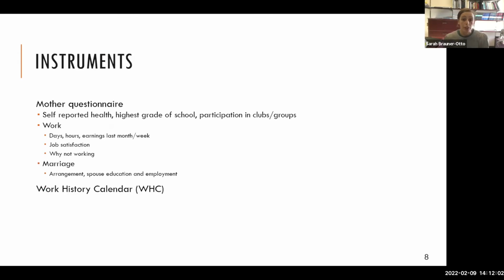Then there was the work history calendar, which I'll talk about more in the next slide, and the child sheets, which included the health questions that Emily presented on a few weeks ago at this seminar series, a few questions on childcare, pretty basic questions about who would care for the children if you needed to leave them alone. And then there was a section on education for older kids. This was the kids' education, also the mother's expectations about their children's education, work, and marriage are included there.